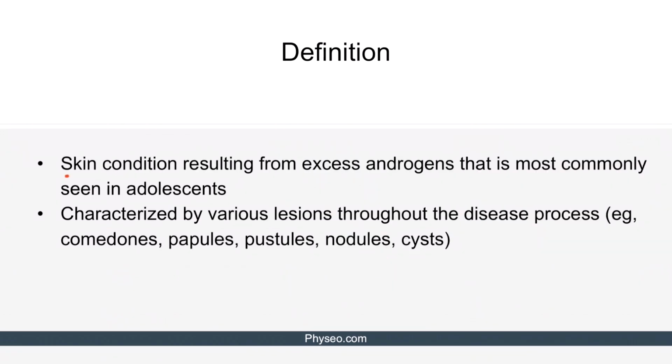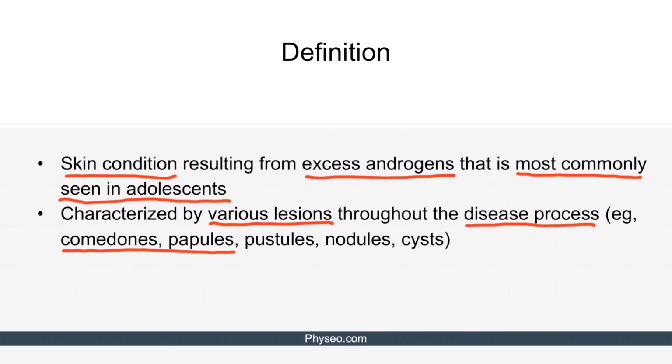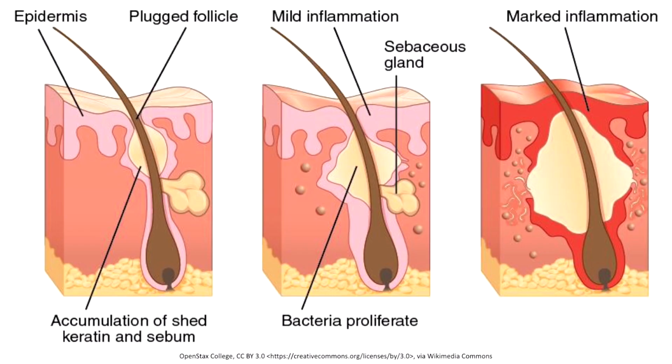Acne vulgaris is a condition that results from excess androgens, and we see it most commonly in adolescents, though adults can have it as well. It is characterized by various lesions throughout the disease process, including comedones, papules, pustules, nodules, and cysts. Let's illustrate the pathophysiology of acne vulgaris.